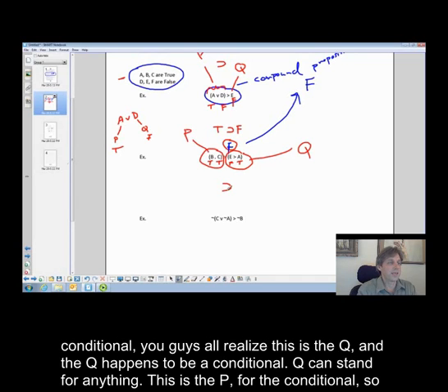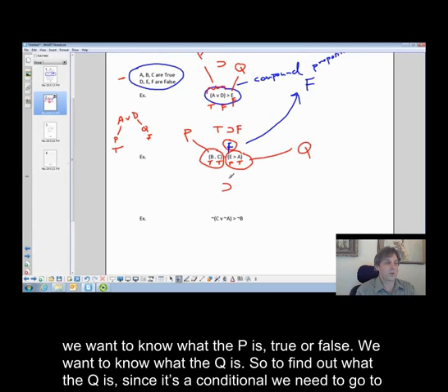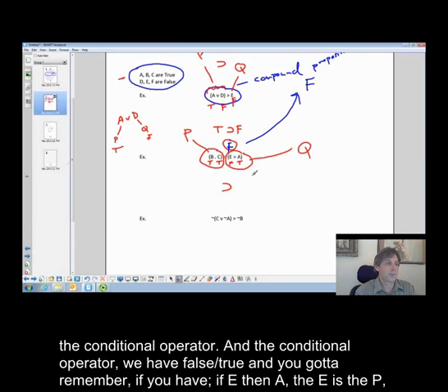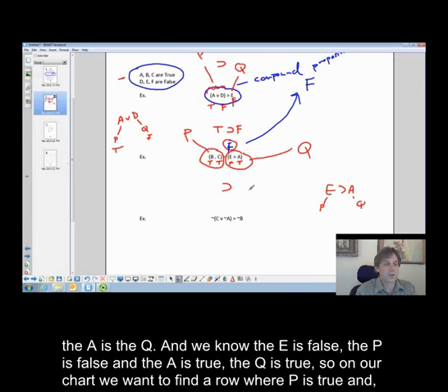This is the P for the conditional. So we want to know what the P is, true or false. We want to know what the Q is. To find out what the Q is, since it's a conditional, we need to go to the conditional operator. And you've got to remember, if you have if E then A, the E is the P, the A is the Q, and we know the E is false, so the P is false, and the A is true, so the Q is true.